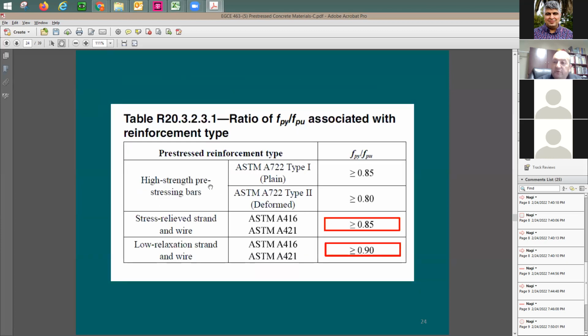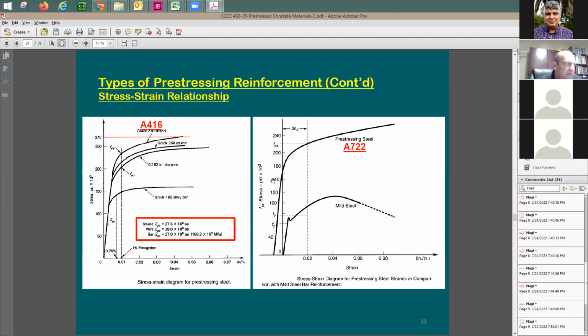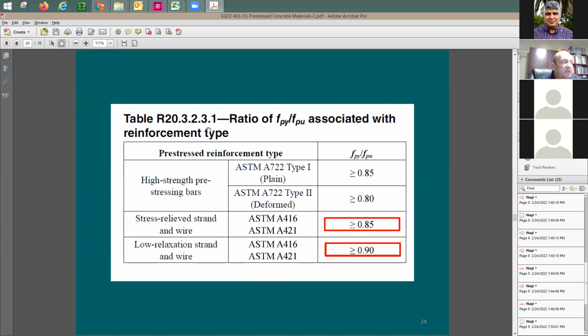How would you define the yield strength for a rebar like this that doesn't have a plateau like this? There's a way of doing it. So the code says the ratio of the yield strength for the pre-stressing to the ultimate strength for the 416, which I really care about, the stress relieved, which means the lower grade, is going to be 0.85 or more, which means yield strength is very close to the ultimate strength. But for the low relaxation, which is a higher grade of the 416, it's going to be 0.9, at least.